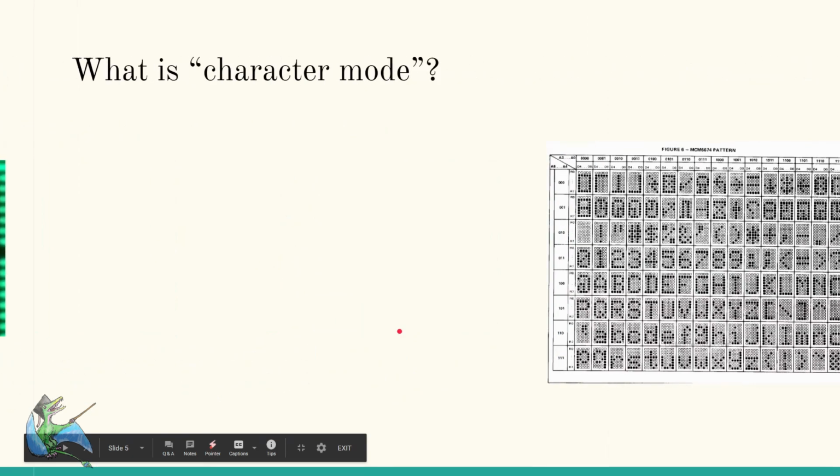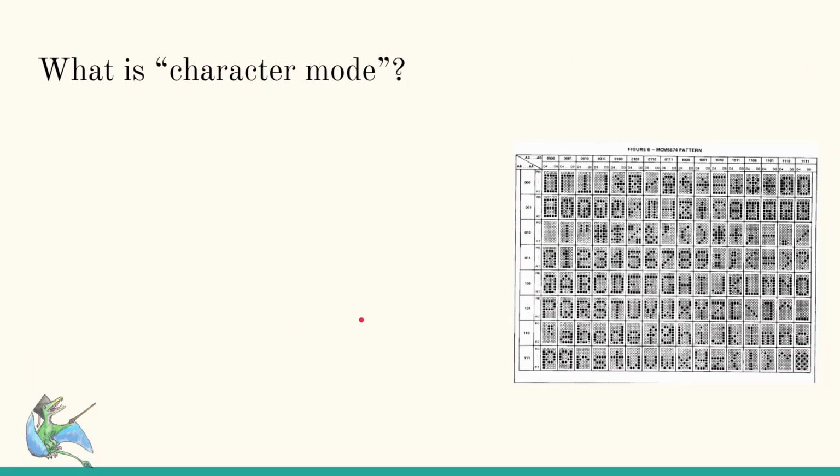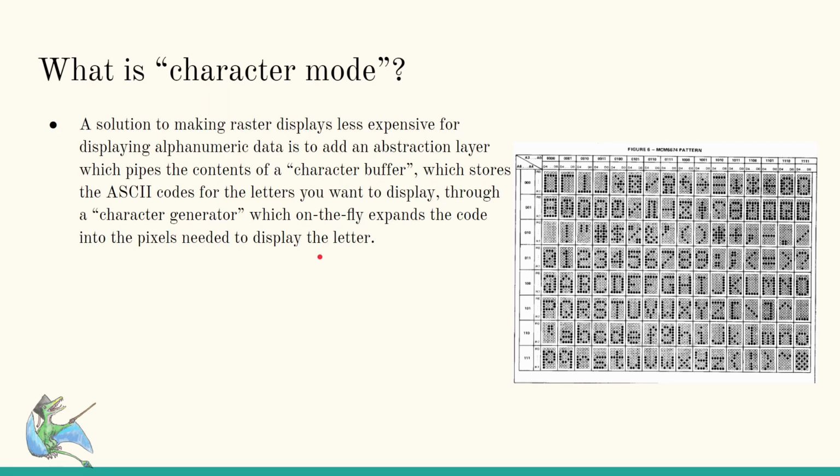They used what was called character mode graphics. In character mode, you add a layer of indirection between the frame buffer, well, character buffer, and the screen. So instead of having to draw every dot, you simply shove a single character into the screen memory, and then let hardware turn that into the actual character.